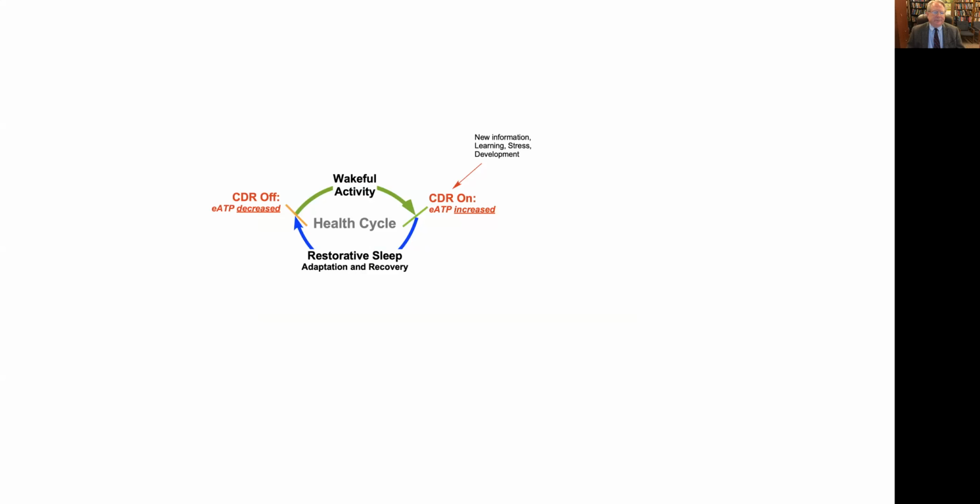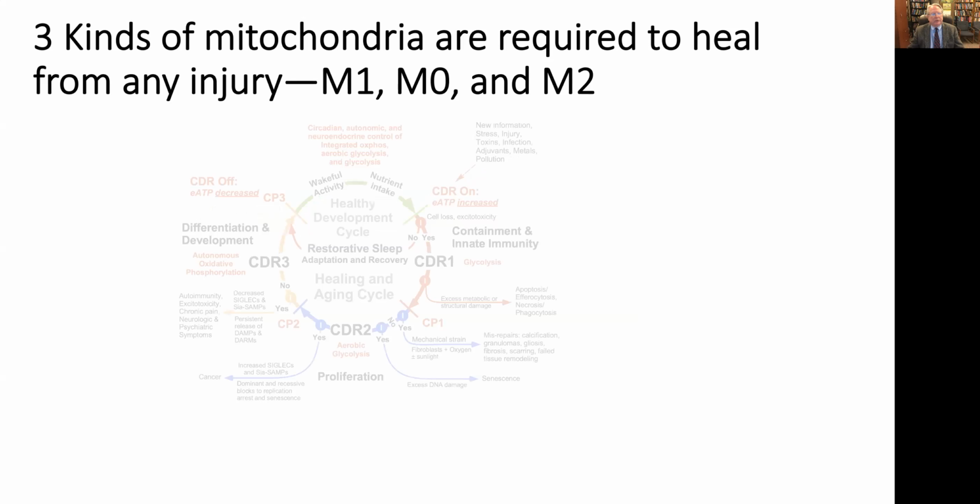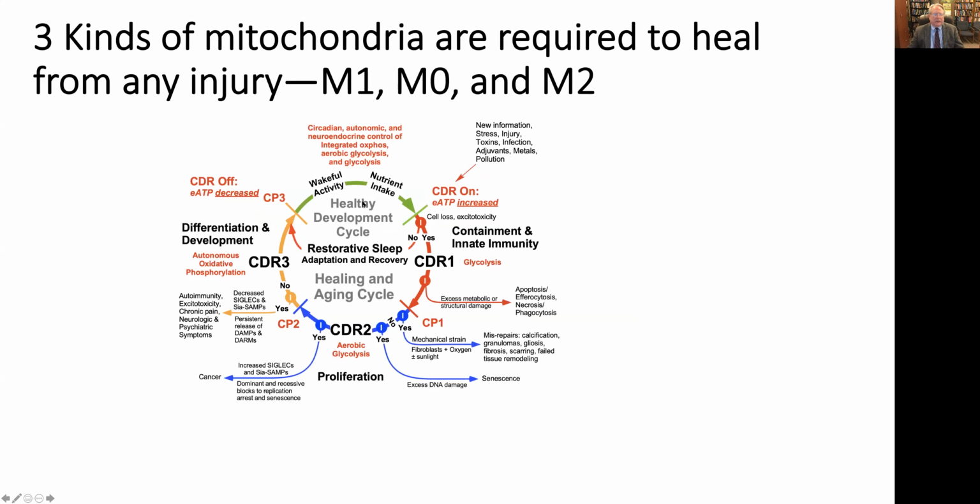Okay, so if we try to make sense of this, put it into context, what we find is that three different kinds of mitochondrial structures and function are required to heal from any injury, and we call these mitochondrial forms the M1, M0, and M2 forms of mitochondria. So this is the normal healing cycle.